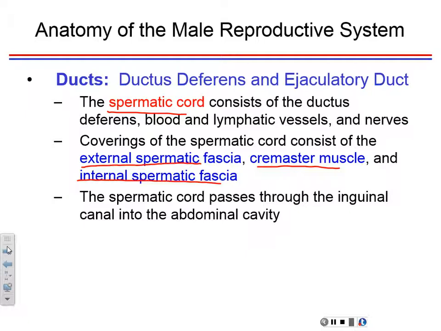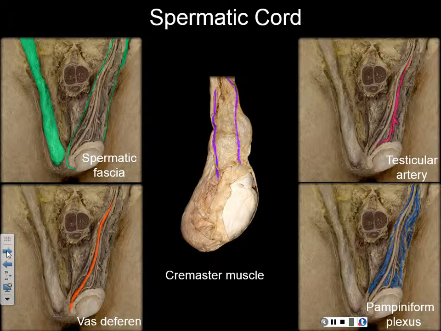The spermatic cord passes through the inguinal canal. Remember the inguinal canal that the testes went down through when they descended into the scrotum. So just know the components of the spermatic cord, which are simply the blood vessels, veins and arteries, the lymphatic vessels, and the ductus deferens leading from the epididymis, surrounded by the external spermatic fascia, then the cremaster muscle, the one that yanks the testes up and down, then the internal fascia. That's the spermatic cord.